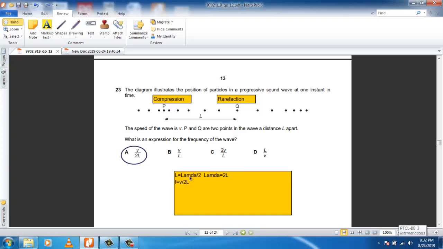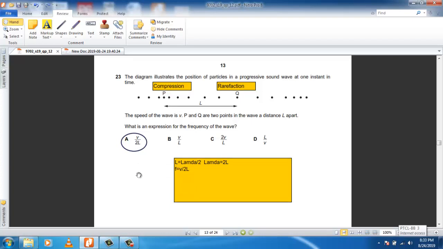So L, the length L becomes lambda by 2 and lambda becomes 2L. So frequency: V is equal to F lambda, and F equals V over lambda, and lambda is 2L. So F equals V over 2L. So A is the answer.